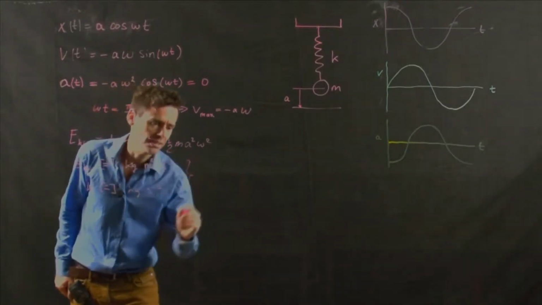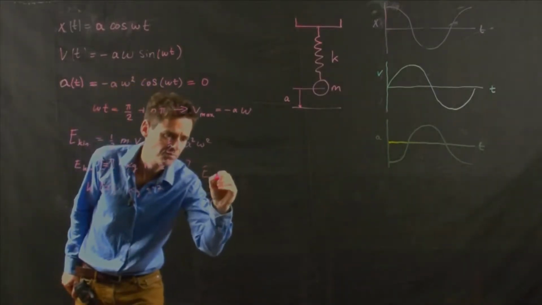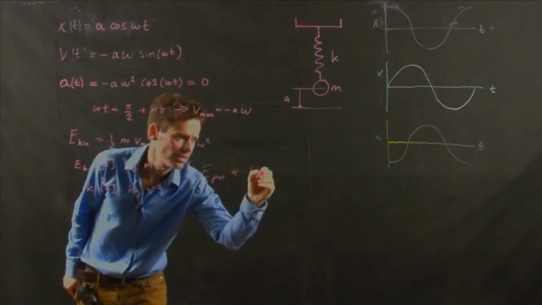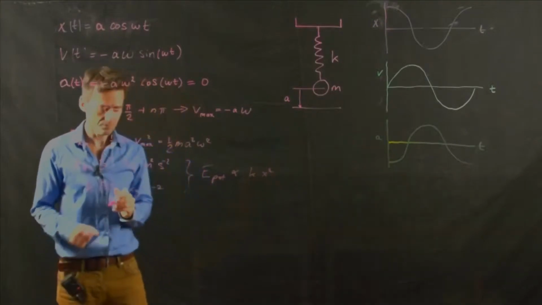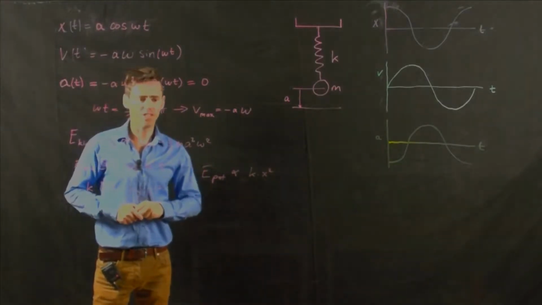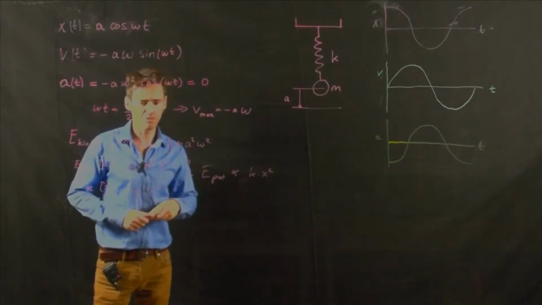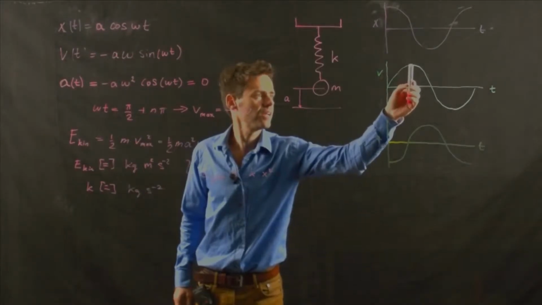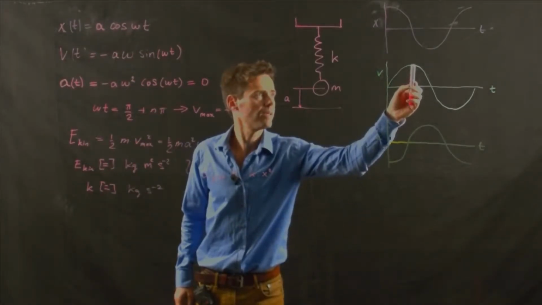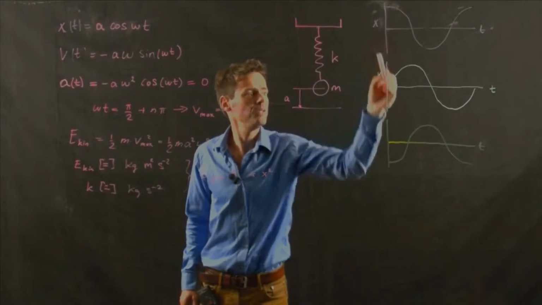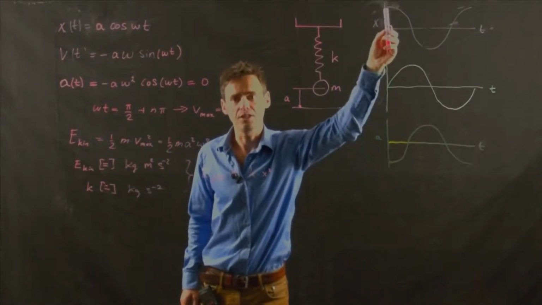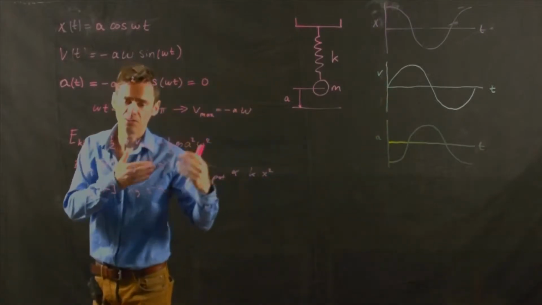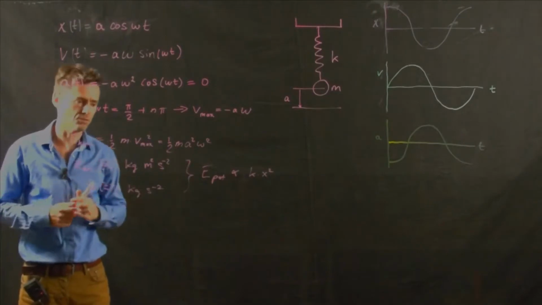So let's make an educated guess. The potential energy is proportional to the spring constant times x squared. But we don't know yet the proportionality constant. So let's think a little bit further. So we have now the maximum speed at this point, and everything is kinetic energy. But at this point, the speed is 0, and everything is potential energy. So let's evaluate these two together, because the kinetic energy needs to be transferred to potential energy and vice versa.